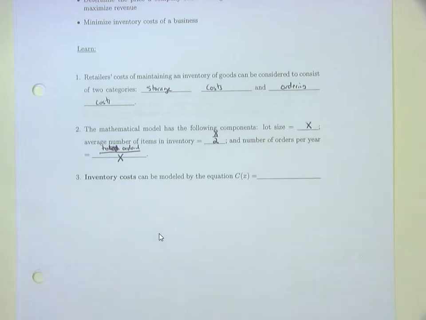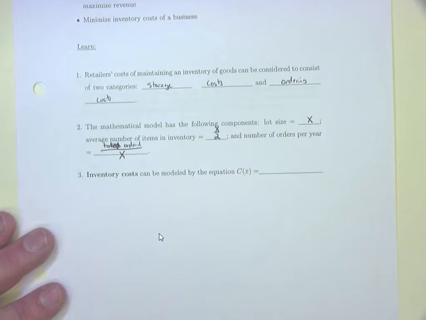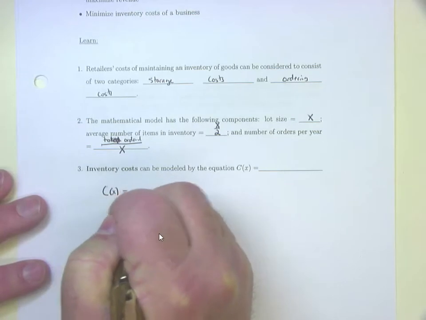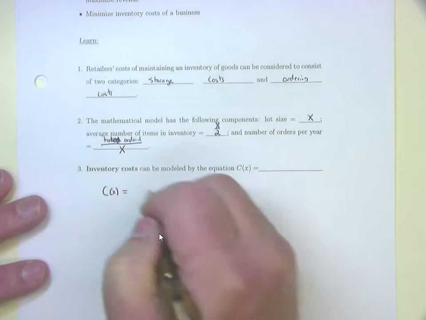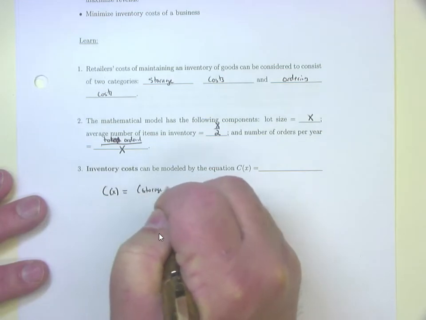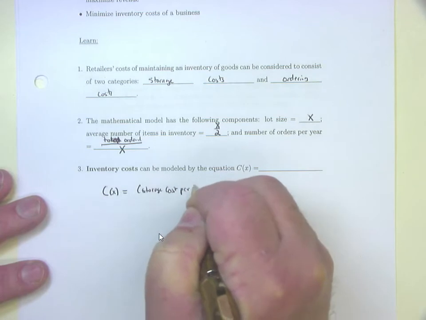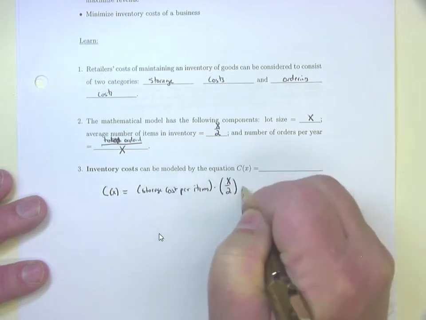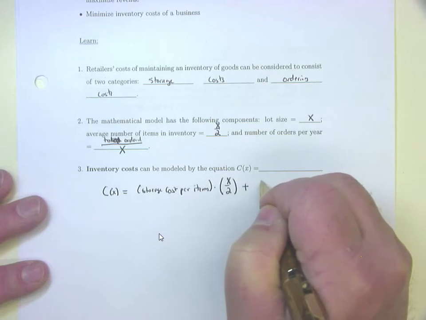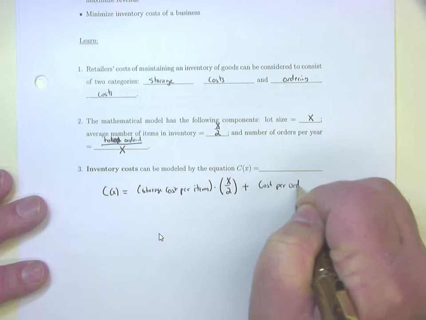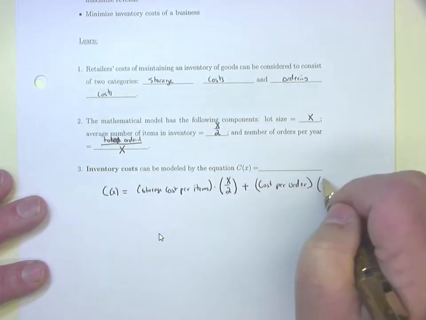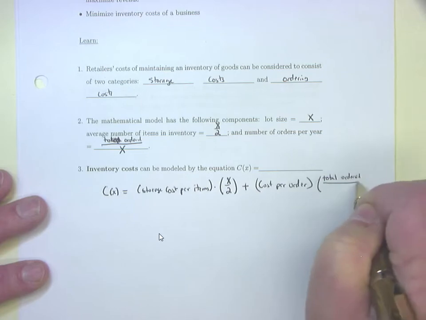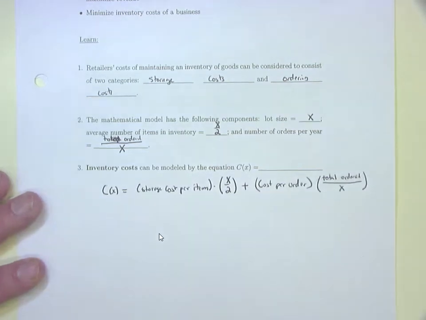So here comes your big one, okay? Inventory cost can be modeled by, here comes your big equation, C of X is equal to storage cost per item times X divided by 2 plus cost per order times the total ordered divided by X. And it's a formula.